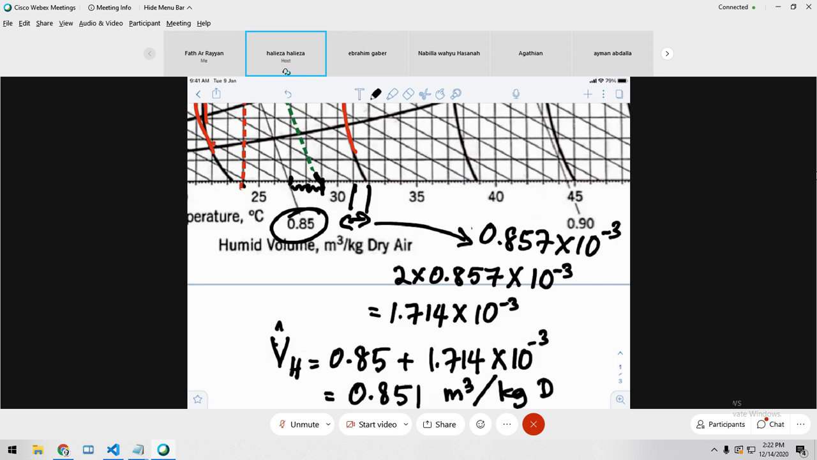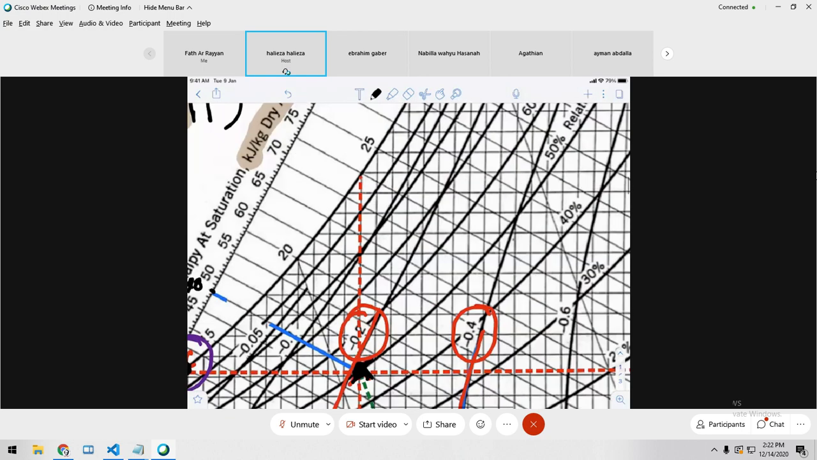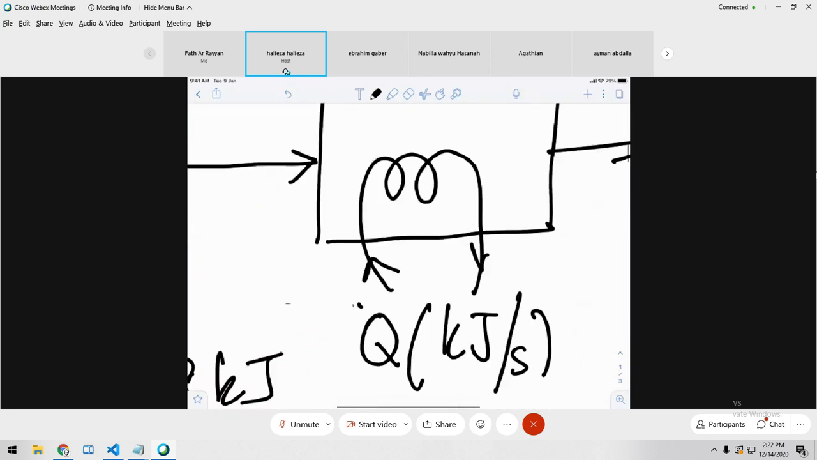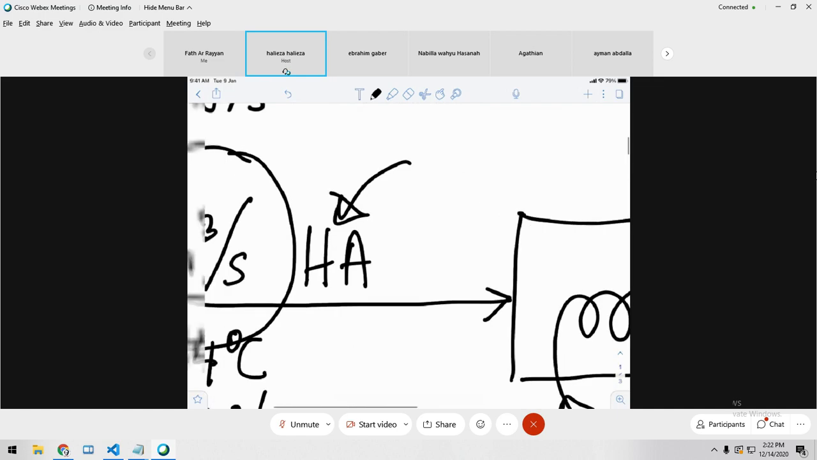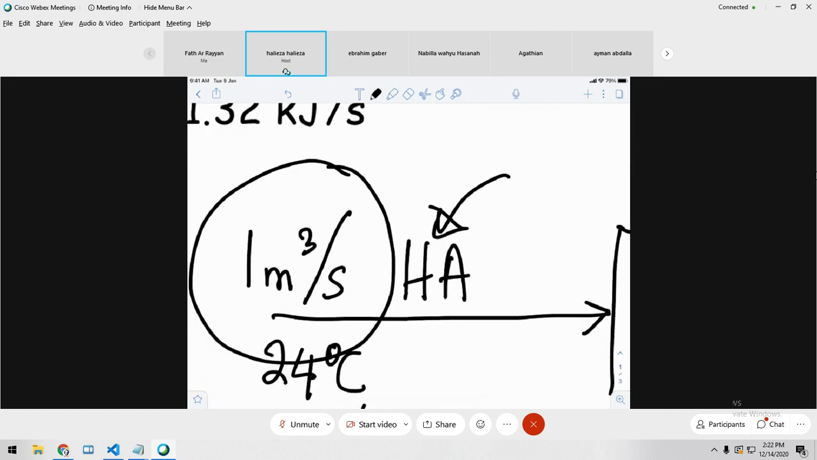Because your unit should be the same as that unit here. That is your humid volume. Please bear in mind, it's the humid volume. That means it includes water vapor plus dry air. So now let's go back to the question itself. The question said that I'm going to have 1 cubic meter of humid volume coming in.